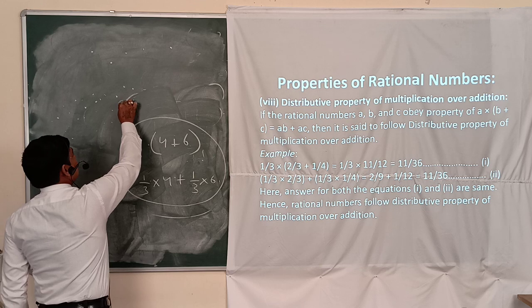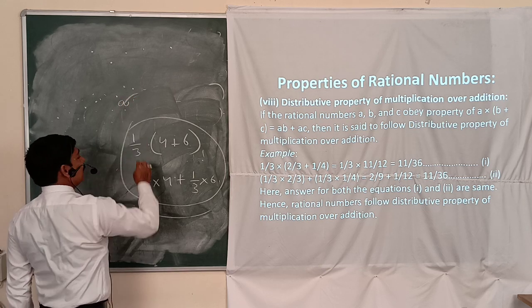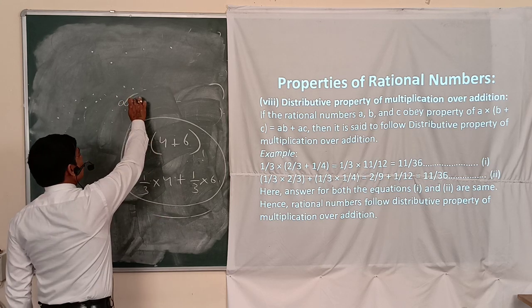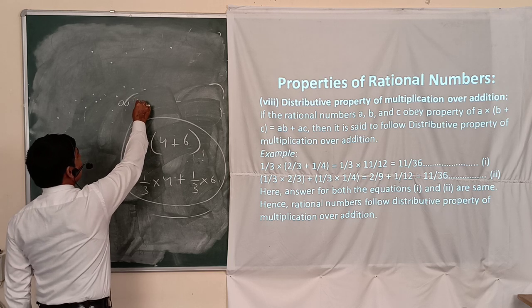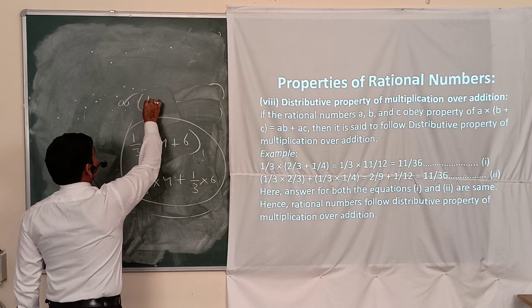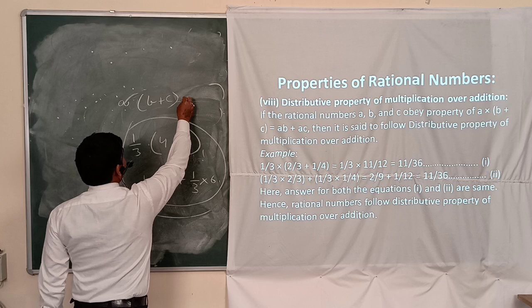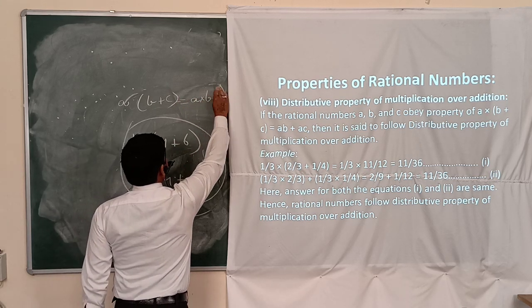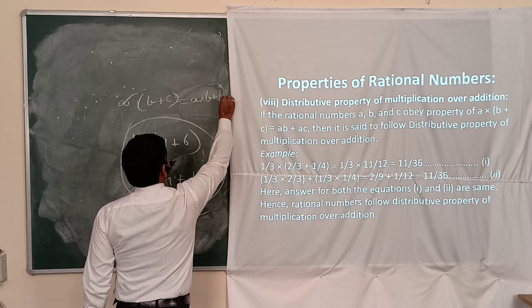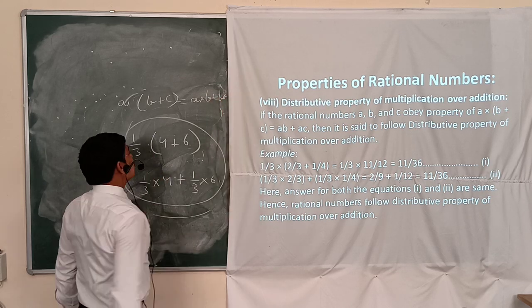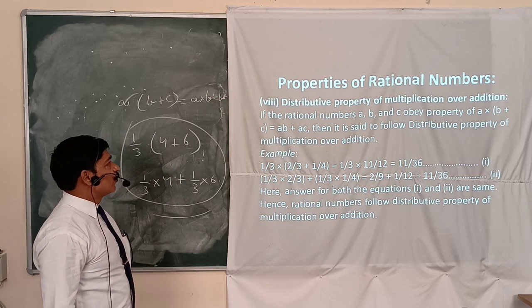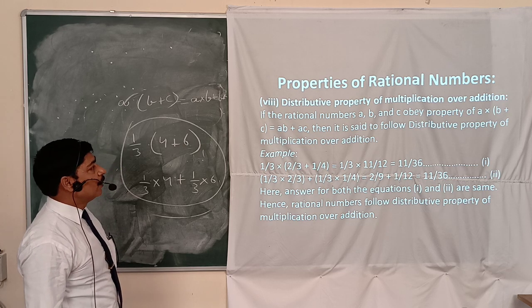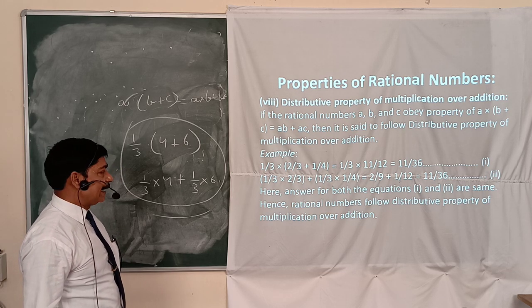Suppose A, B and C are 3 rational numbers, then A into B plus C equals A into B plus A into C. So this is the distributive property of multiplication over addition.